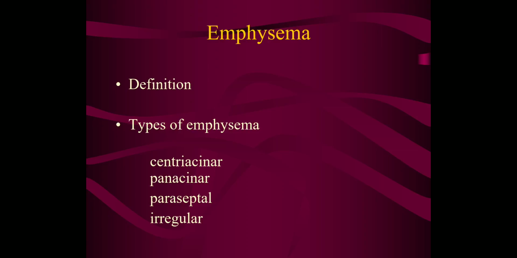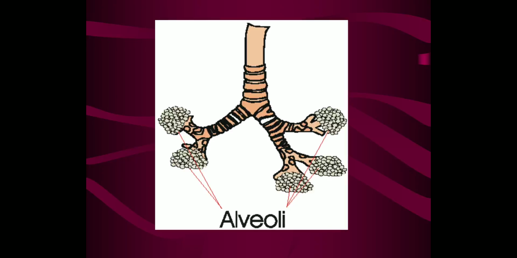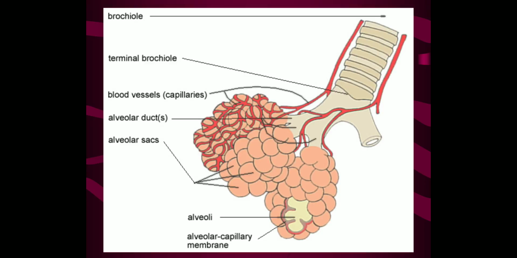And emphysema is classified into different types based on the location of these dilated air spaces. So that includes centriacinar, panacinar, paraseptal and irregular. Okay, so this is a pictorial representation of how emphysema looks. You can see the distal air sacs are dilated permanently. Okay, so this is how it looks.